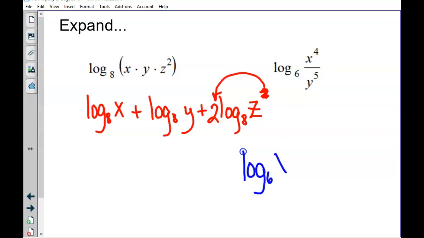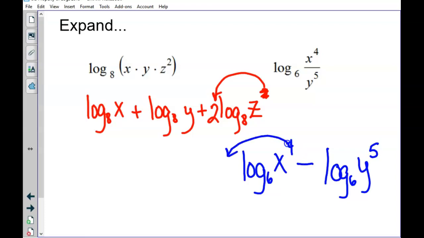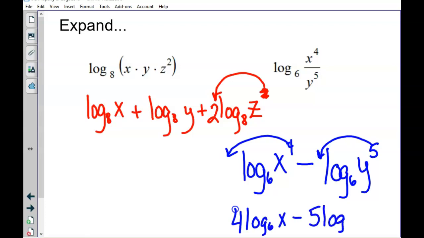Log base 6 of, and I'll go ahead and write this, and then we'll move them, but divide means subtract. Log base 6 of y to the 5th. Everybody okay? And then we move this in front of this one and this one in front of that one. So I'd have 4 log base 6 of x minus 5 log base 6 of y.